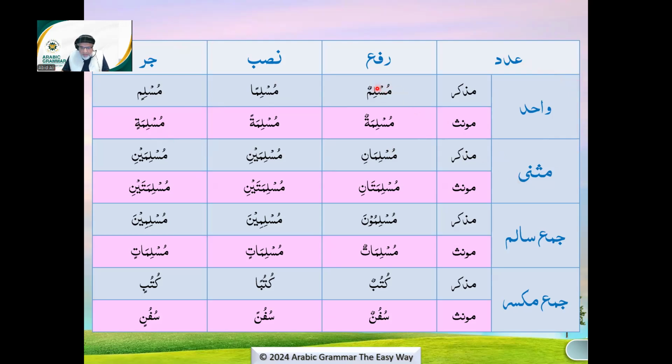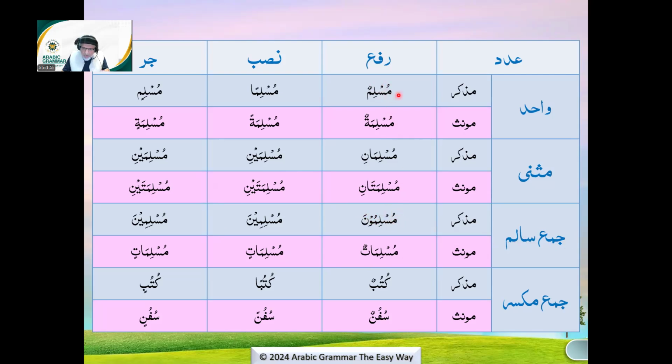When I want to make the same word Muslim into Mutanna, like dual, if I'm dealing with the Mudakkar, the Rafa is Muslimani and Nasab and Jar will be Muslimaini. So pay attention to the ending sound, the Aini sound. If you have the female, Muslimatani is the Rafa sound and Muslimataini is the Nasab and Jar sound. When we have Jama Salim Mudakkar, we know that it's going to be Una sound, Muslimuna.